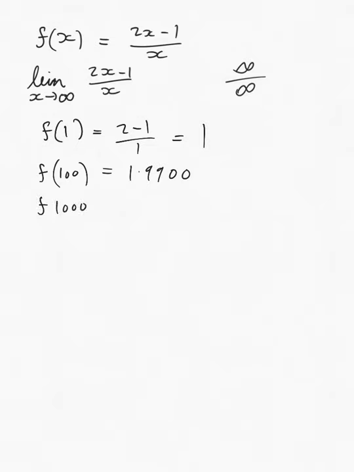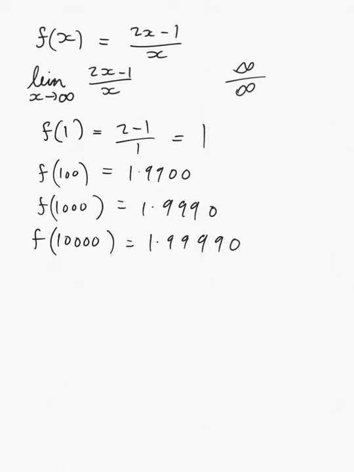f of 1000 is 1.999. f of 10,000 is 1.9999. So a picture is emerging here. It looks like our limit is going to be 2, as x approaches infinity. And in fact, we can make f of x as close to 2 as we like by making x sufficiently large.